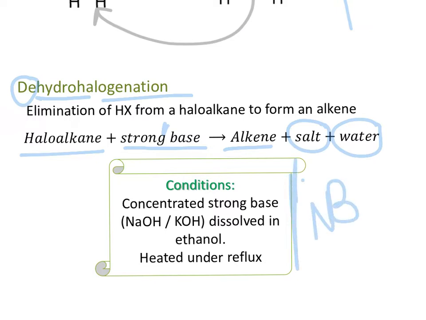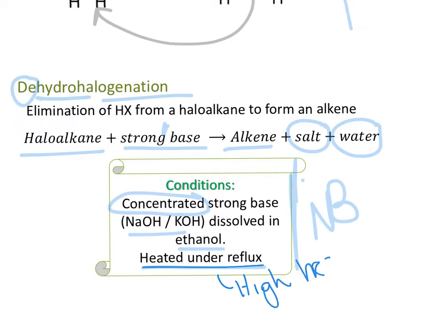We have to have a concentrated strong base. That's actually quite important. If we don't state that it's concentrated, it is a problem, because if it's not concentrated, it could be a substitution reaction instead. We then have our base, which is sodium hydroxide or potassium hydroxide, doesn't matter, dissolved in ethanol, and then we heat it under reflux. This whole issue of under reflux is to mean that we can make it a high heat. It has to be heated quite strongly. It's got to be very hot for this reaction to happen.